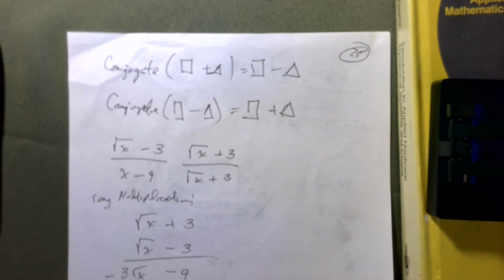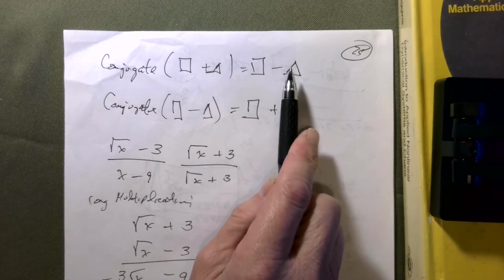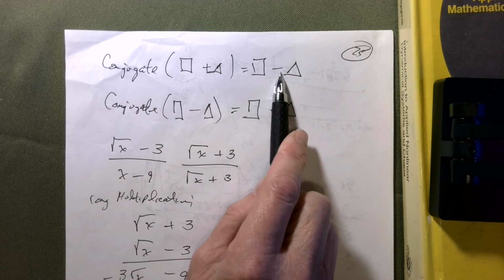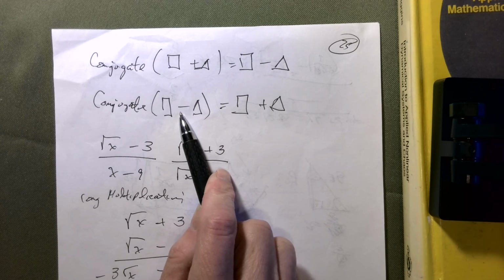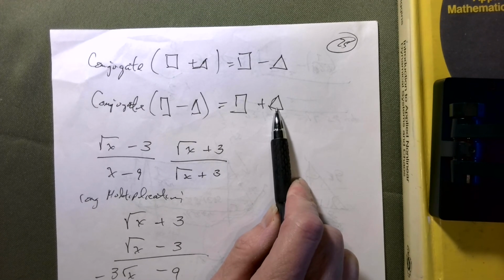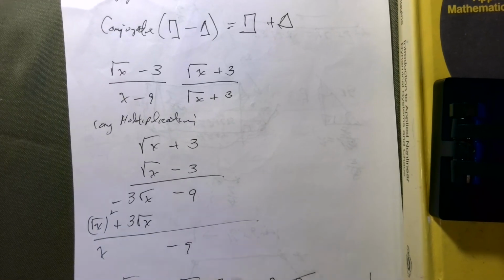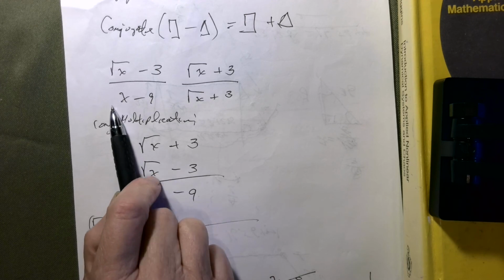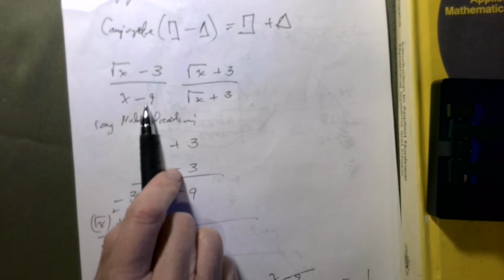So if I take the conjugate of a box plus a triangle, we change the positive in front of the triangle to a negative. If I had a negative here, I make it into a positive. Okay, so here's what I'm going to do. I'm going to have to somehow get this out of the picture.